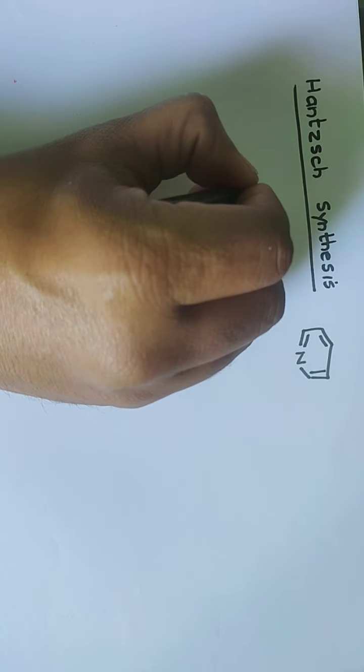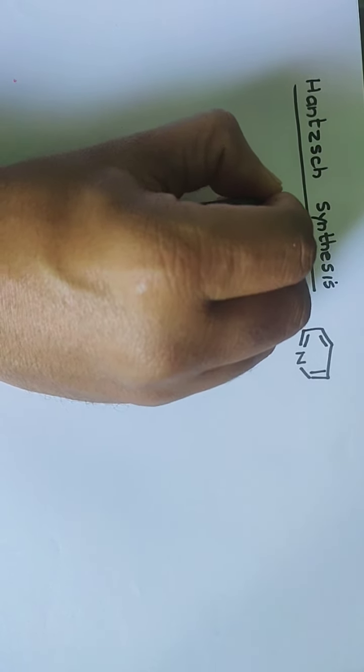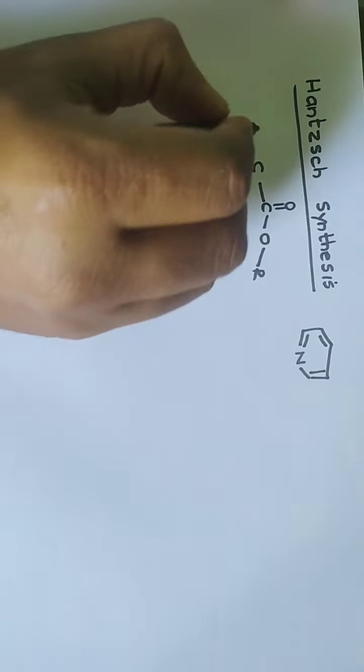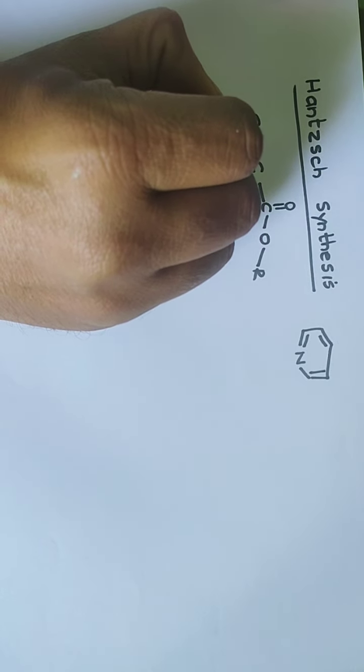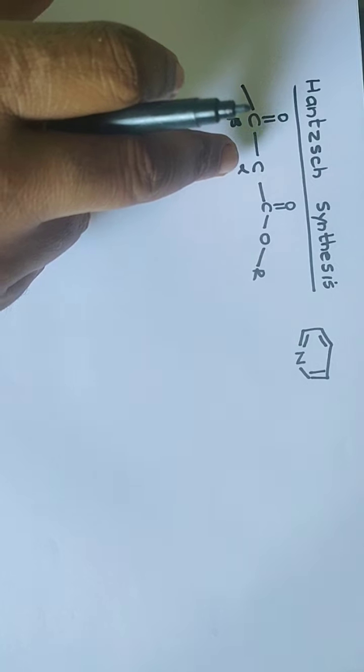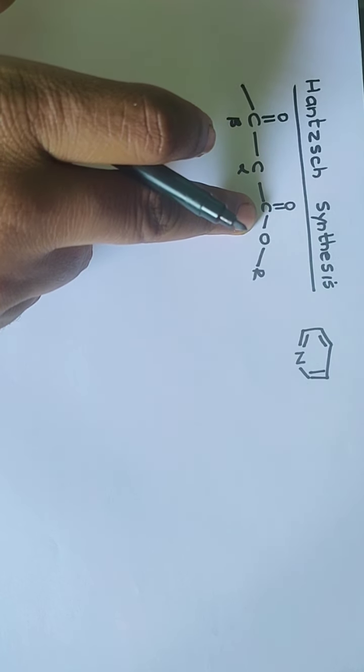Okay, what are these beta ketoesters? These are the compounds that contain a ketonic group at the beta position of an ester. See, what is an ester? You know this C double bond O group is an ester. This will be an R group. The adjacent carbon is called the alpha carbon and the next carbon is called the beta carbon. If there is a ketonic group here, such compounds are called beta ketoesters.